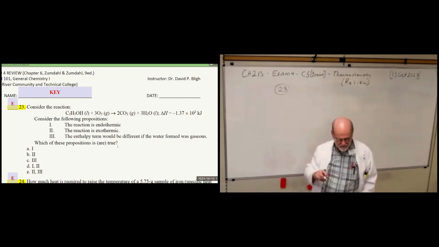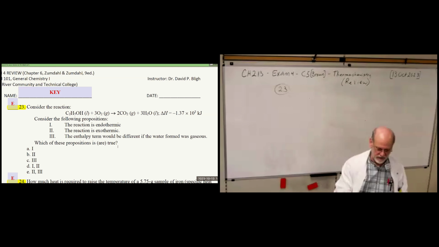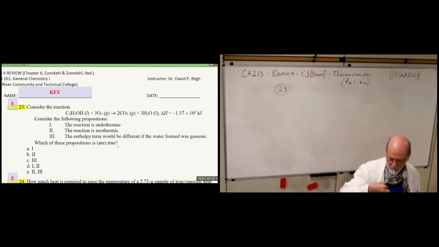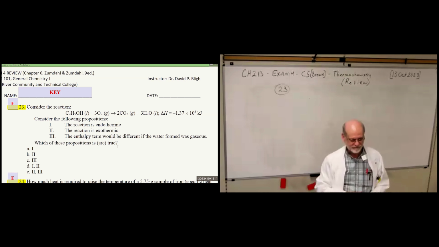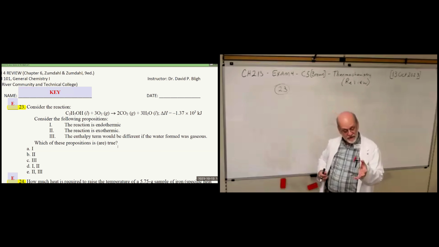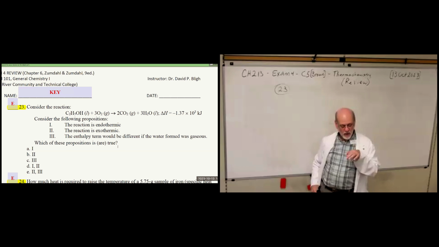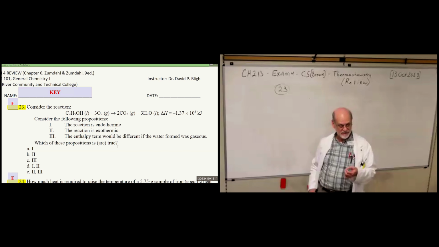All right. For this reaction, C2H5OH is what? You may not recognize that. It's ethanol, the drinking kind. Only in this case, we're going to burn it. We're going to combine it with oxygen and make carbon dioxide and water. And there's the enthalpy value associated with it. You can tell from the delta H that it's exothermic because the value is negative. That's the first clue.